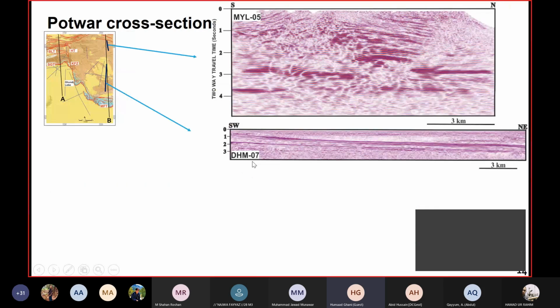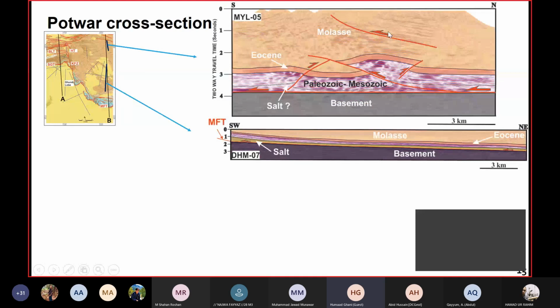And then looking at the Potwar, most of you are well aware of the structural geology in this part. In the northern part, what is commonly interpreted on all the seismic lines are pop-up structures and triangle zones, and then in the southern part, the structural geology is quite simple.